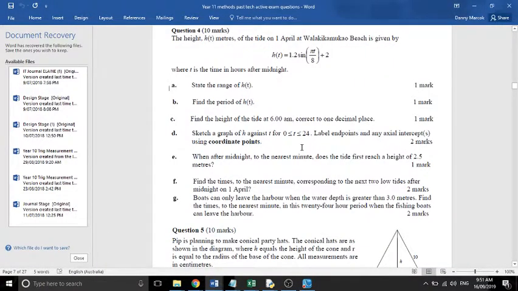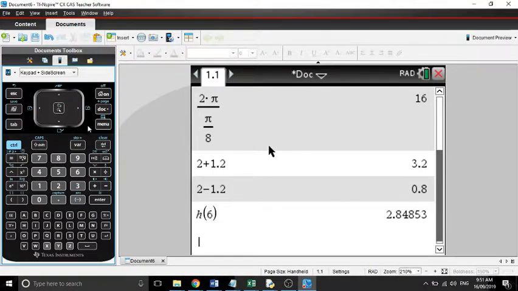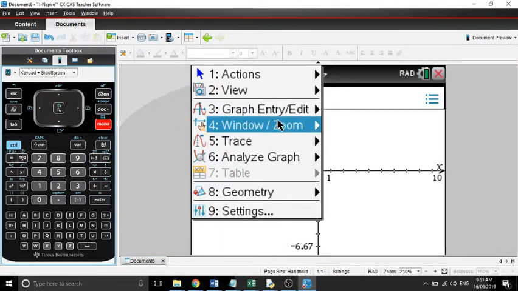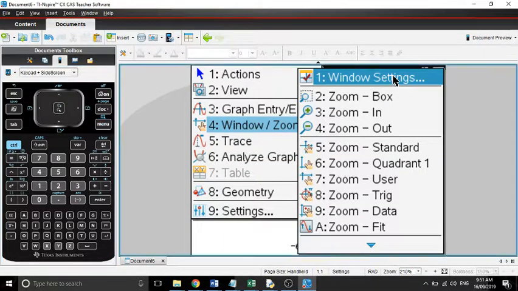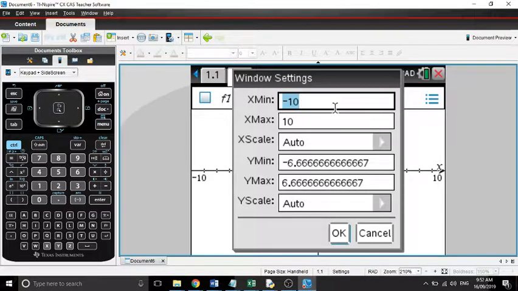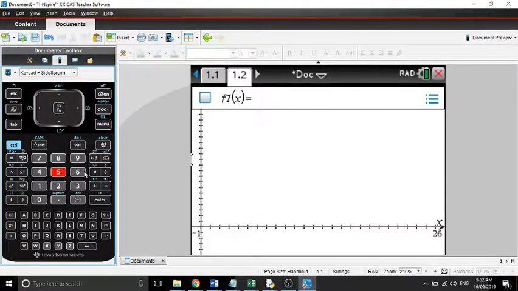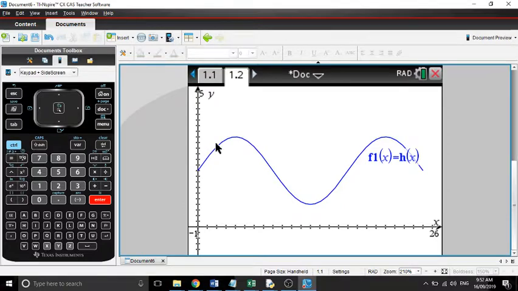Okay, the graph. We're going to graph that. We're going to say new graph. It's already telling me 24 hours, so I'm going to change my window. I'm going from -1 to 26 so I can see it properly, and on y from -1 so I can see the x-axis, out to 5, because I know it goes up to 3.2. Now here I am going to graph h of x.